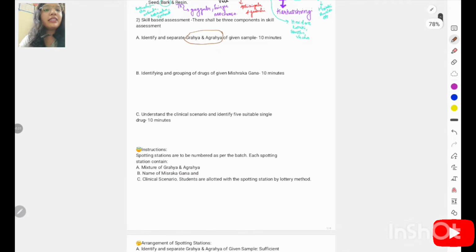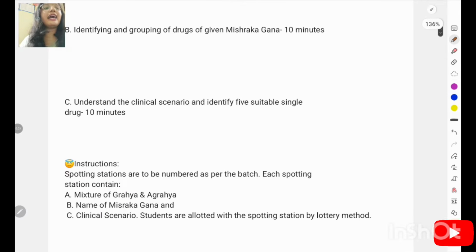And the third thing is to identify the clinical scenario and identify the 5 suitable single drugs.